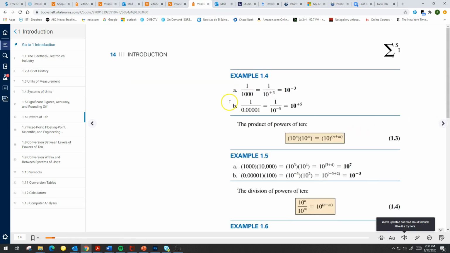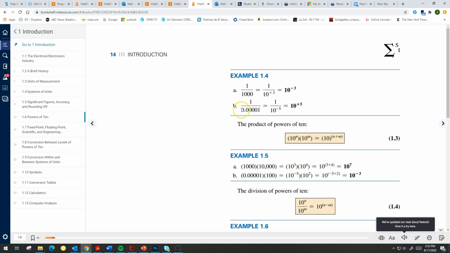Okay? For example, in this case, we have 1 over 1,000. 1,000 is equal to 10 to the third. Well, 1 over 10 to the third is equal to 10 to the minus 3. The idea is that, and then the other one, just so we can finish this, 1 over 0.00001 is equal to 10 to the minus 5.